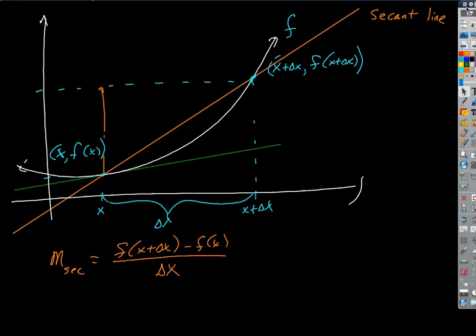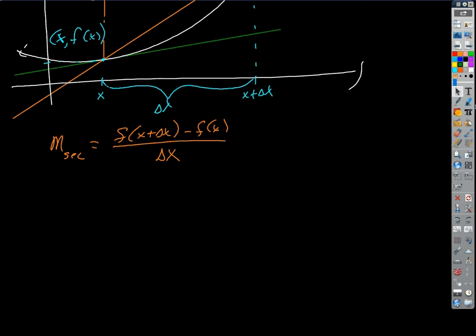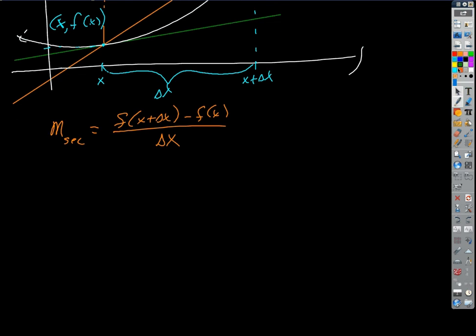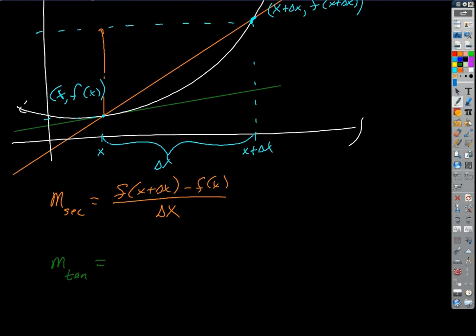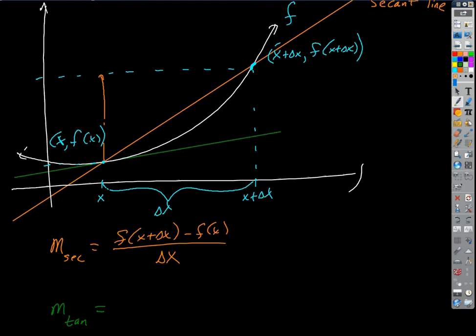How do we come up with the slope of that green line? It's the slope of a tangent line. And that's the question we want to answer today. Any ideas? What can we do?